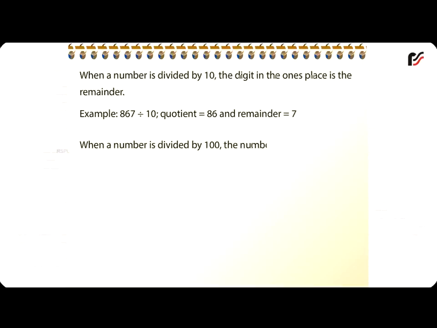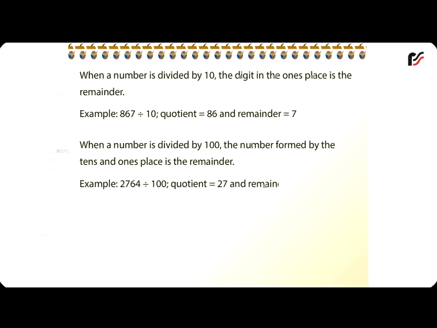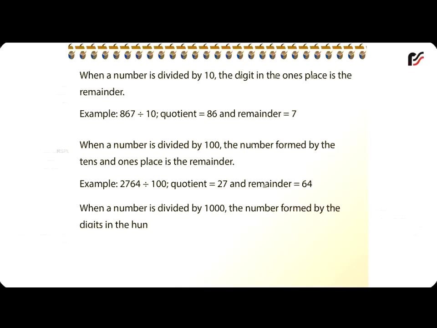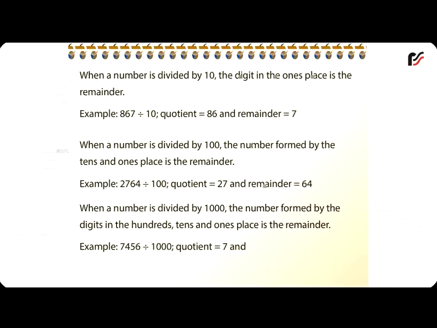When a number is divided by 100, the number formed by the tens and ones place is the remainder. Example, 2764 divided by 100. Quotient is equal to 27 and remainder is equal to 64. When a number is divided by 1000, the number formed by the digits in the hundreds, tens and ones place is the remainder. Example, 7456 divided by 1000. Quotient is equal to 7 and remainder is equal to 456.